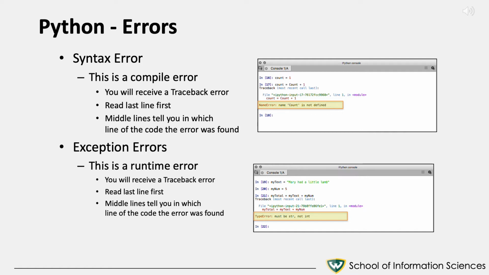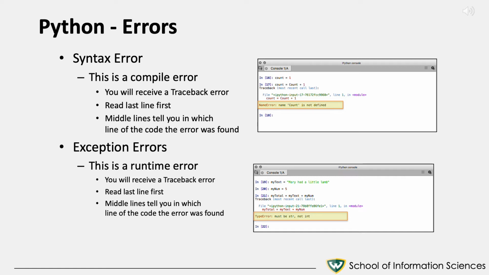Now, exception errors. This is an error that happens at runtime. So look at the console. My text equals Mary had a little lamb. My num equals 5. My total equals my text plus my num. Bam, we get an error. This happens when Python runs. So it's running. It didn't stop running because there was an error with the way I wrote my code in syntax. Everything I wrote here is correct, but when Python runs it, it doesn't know what to do. Again, read: type error. Must be str, not int.